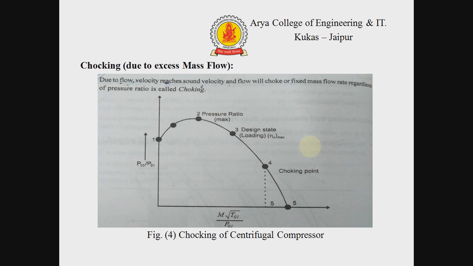Now we discuss choking. This is due to excess mass flow. When flow velocity reaches sound velocity, the flow will choke. A fixed mass flow rate regardless of pressure ratio is called choking. The fourth point shows the choking point in the curve.